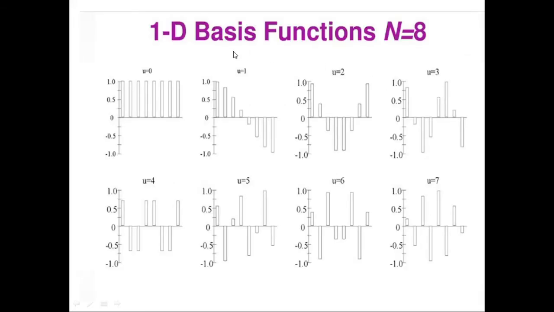Now we will see the graph of 1D basis functions for N equal to 8. In the kernel, cos of (2x plus 1) u pi by 2N, we substitute capital N equal to 8 points. If you put u equal to 0, you get these values for x equal to 0, 1, 2, and so on. Similarly, for u equal to 1, this is the graph, and for u equal to 2, this is the graph. So we are putting the values of u, capital N and x in the kernel, and we are able to draw the values in terms of waveforms.